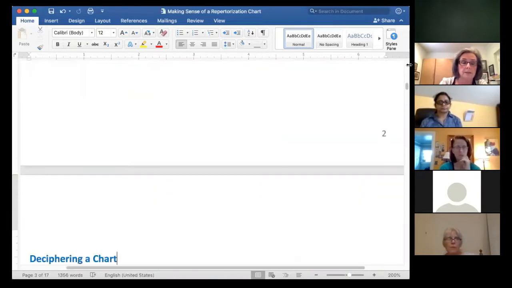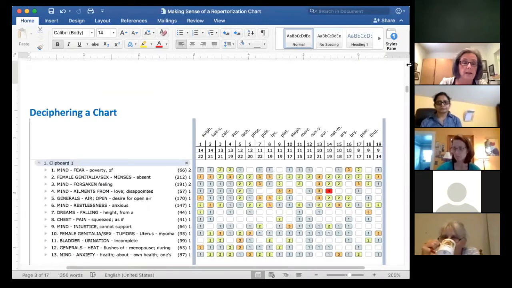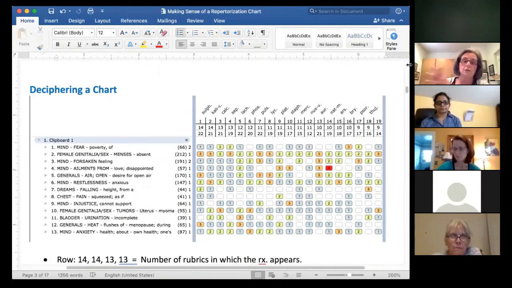Okay, so let's look at a repertorization chart. And I'll go over it so that you know what the different pieces are. So across the top, we have the remedies. They give you the name of all the remedies. And then this is the order, 1, 2, 3, 4, 5, 6, 7, all the way. Then the next line is the number of rubrics that remedy appeared in.